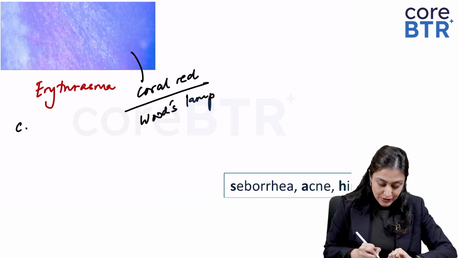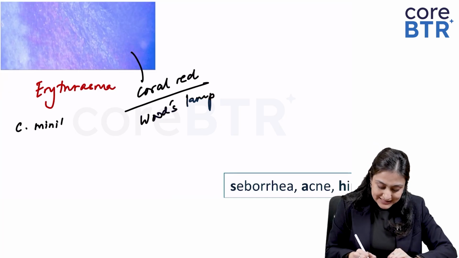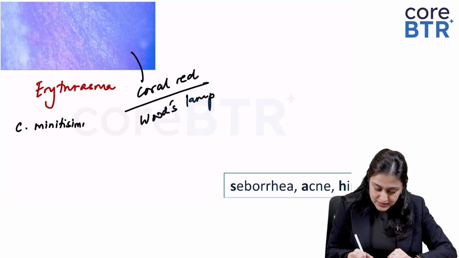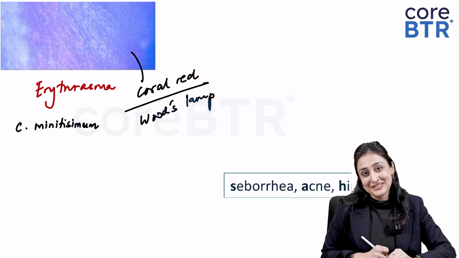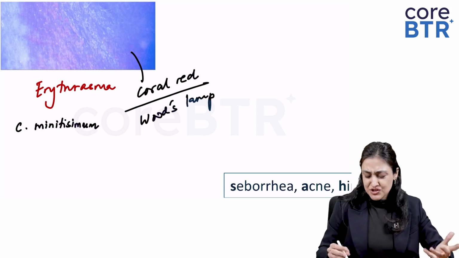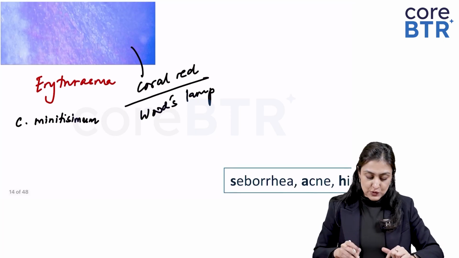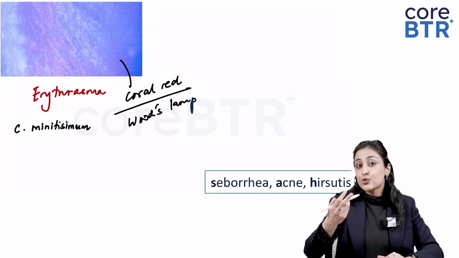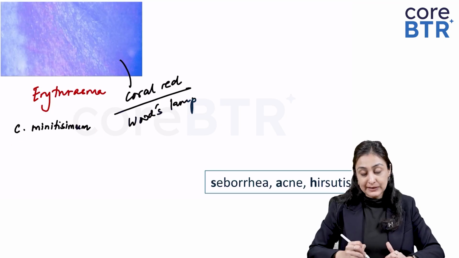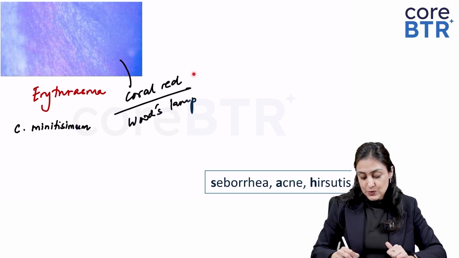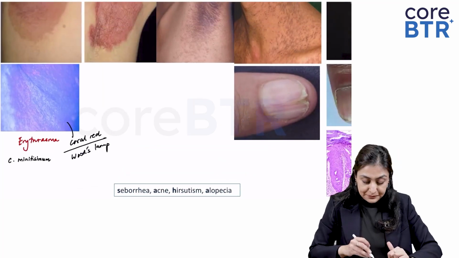Erythrasma is caused by Corynebacterium minutissimum, also called Corynebacterium, not diphtheria, right? So just remember it's not diphtheria. Let them remember minutissimum. So this is what is erythrasma. It makes protoporphyrins actually. This Corynebacterium makes protoporphyrins. That's why it looks red on Wood's lamp.